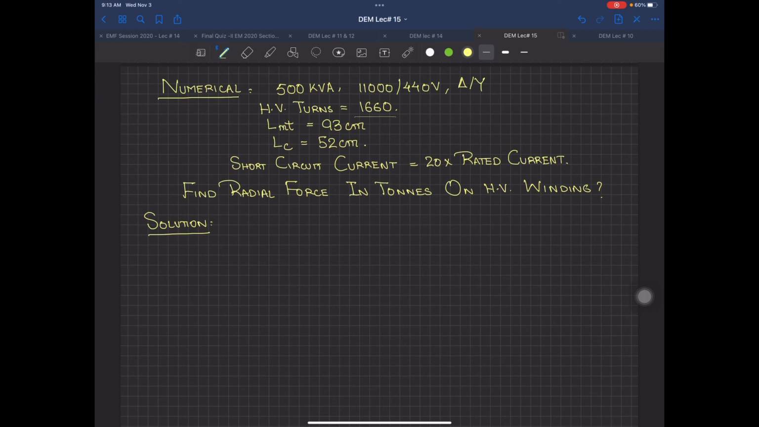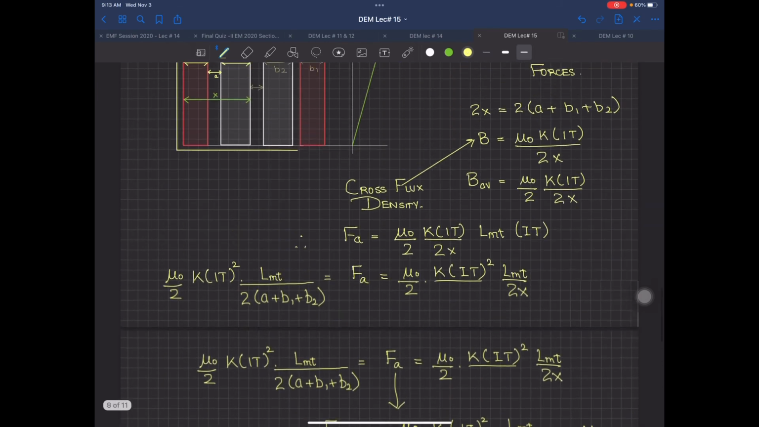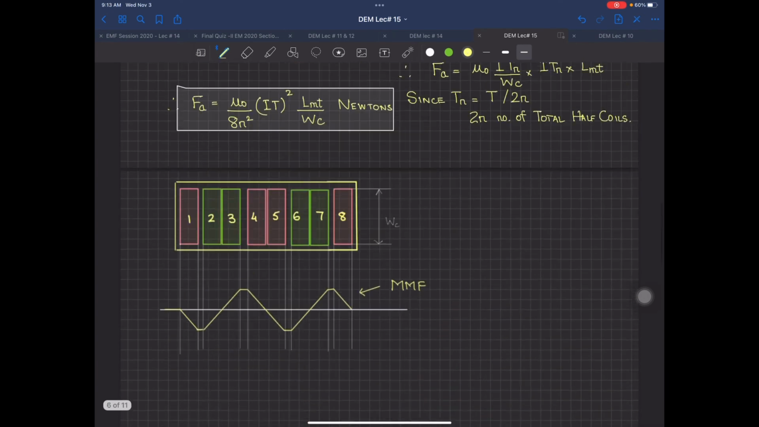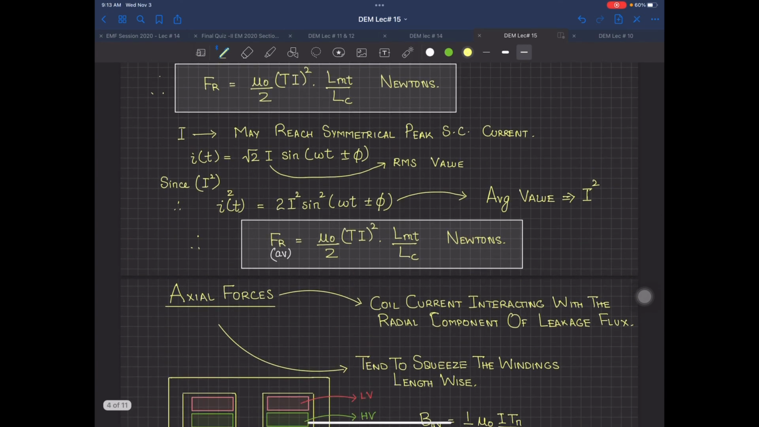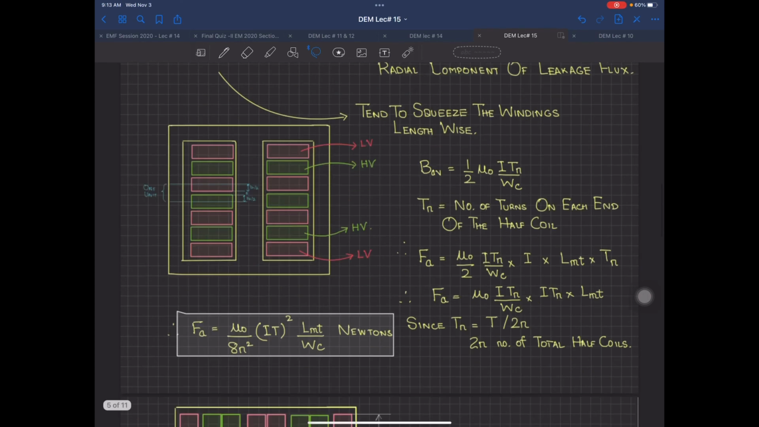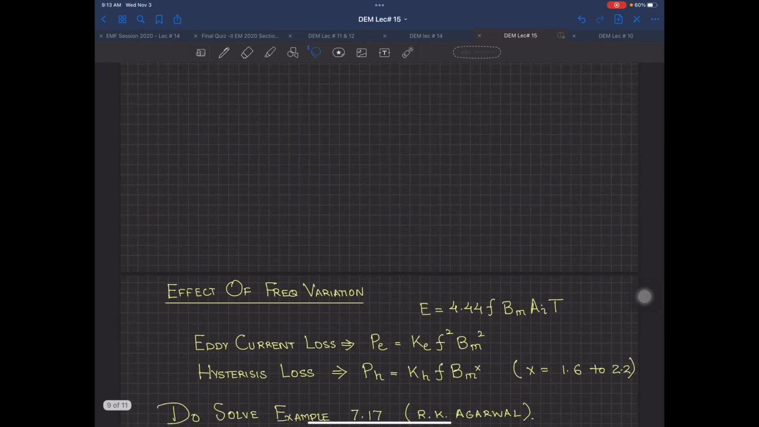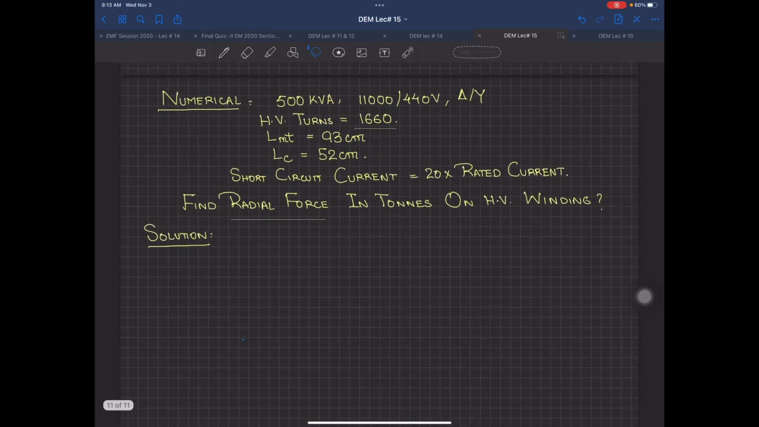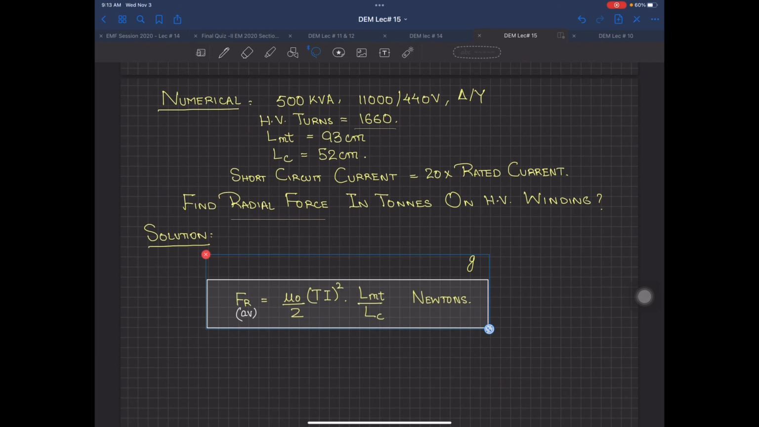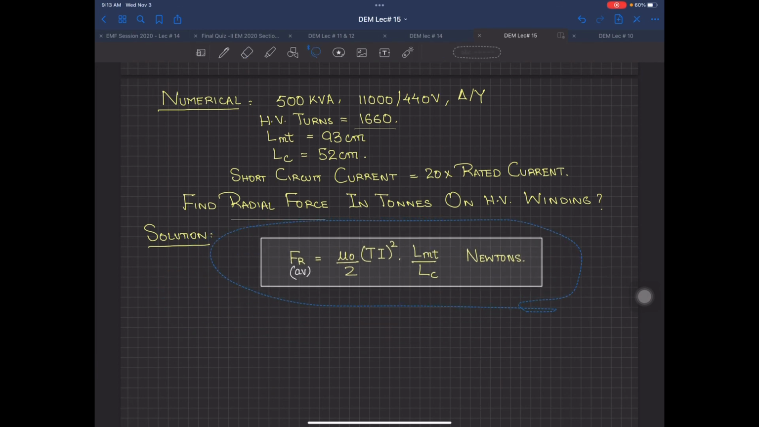We need to find the force on the high voltage winding. We need to find the radial force that is exerted on this transformer's high voltage winding. Now we know the formula. Let me just copy that formula over here. That FR was equal to, let me just write it out. This is that formula, and if I need to find the average, this is my formula over here.